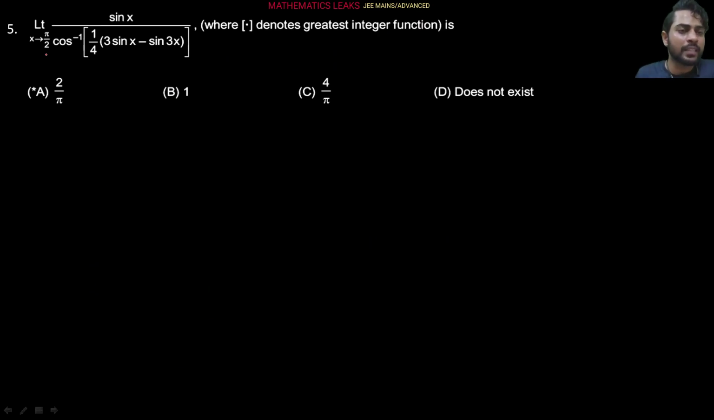Next question is limit x tends to pi by 2 of sin x upon cos inverse of the greatest integer value of 1 by 4 times 3 sin x minus sin 3x, right? So let's solve it.